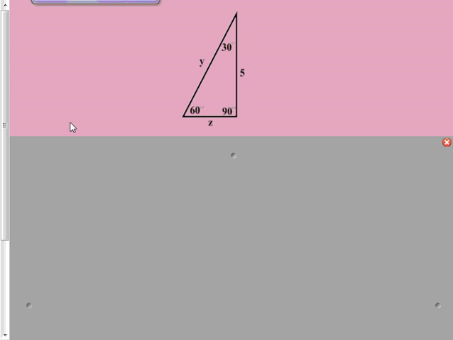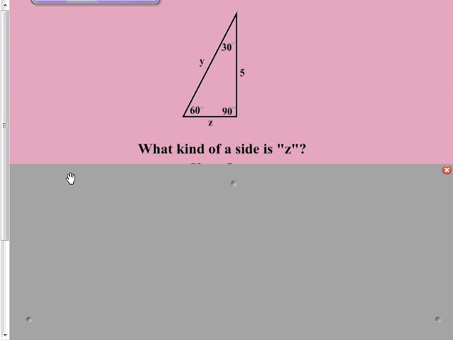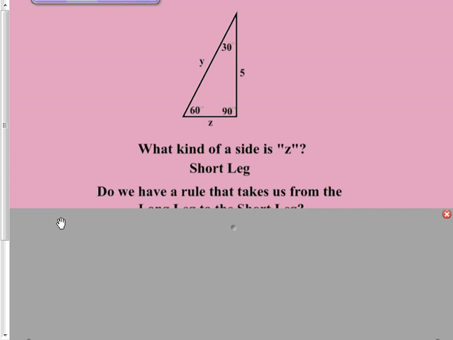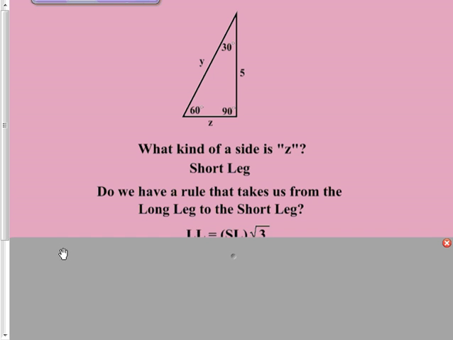Okay, so that formula didn't work. We only have one other rule that we can work with. Okay, but looking at z, z is the short leg because it is across from the 30-degree angle. Okay, so this time the other rule we would be looking at is trying to not get from the short leg to the hypotenuse, but this time from the short leg over to the long leg. And the rule says long leg equals short leg times square root of 3.